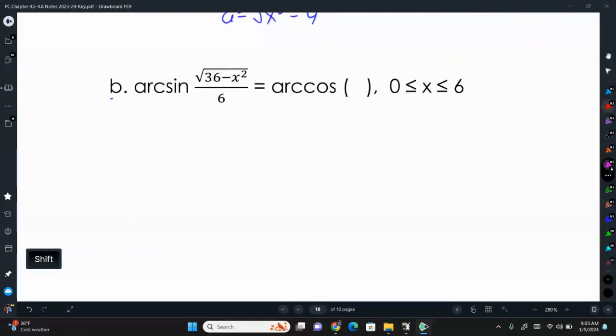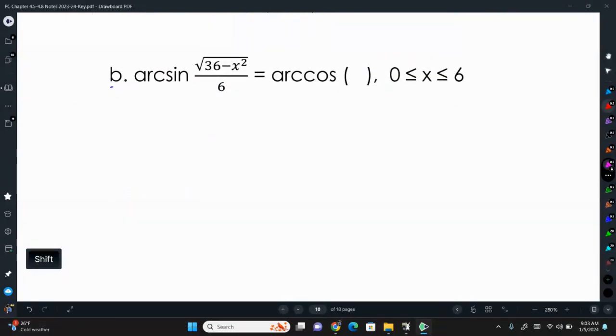All right, then our last one, letter B, if the arc sine of the square root of 36 minus x squared over 6 equals arc cosine of what? And again, these restrictions are here so that the problem can take place. If x is bigger than 6, we then have a negative square root. If x is smaller than 0, then it actually will make the numerator bigger than the denominator, which can't happen in sine. So we're going to draw a triangle again.